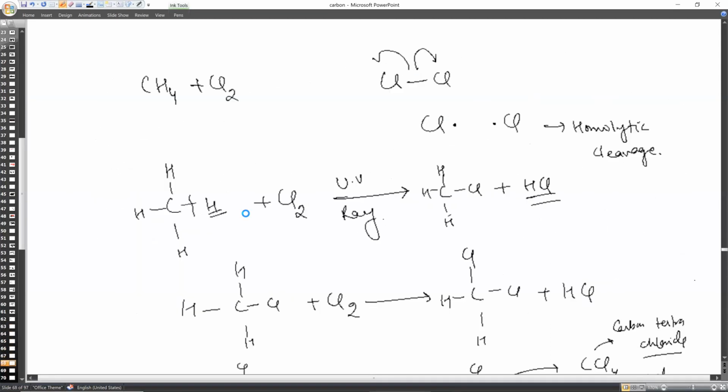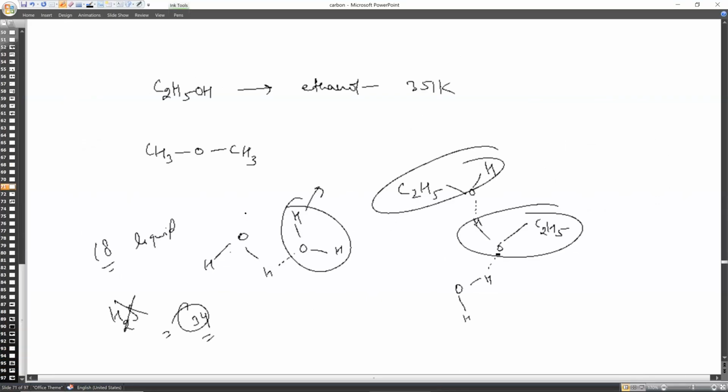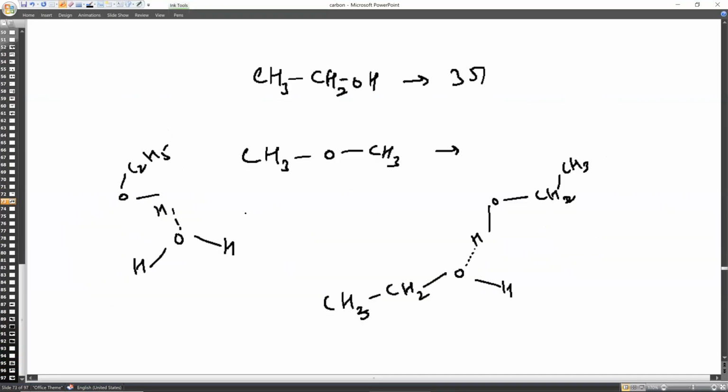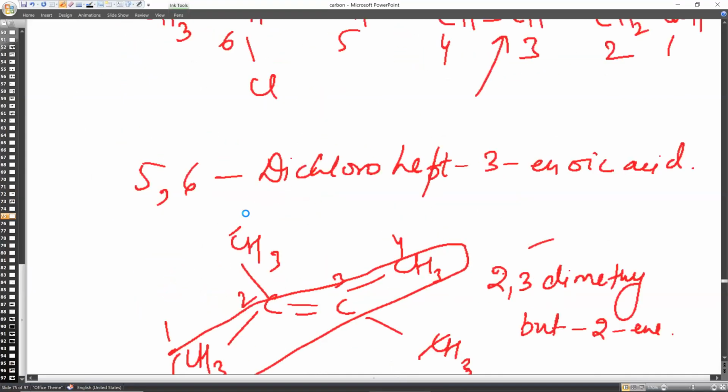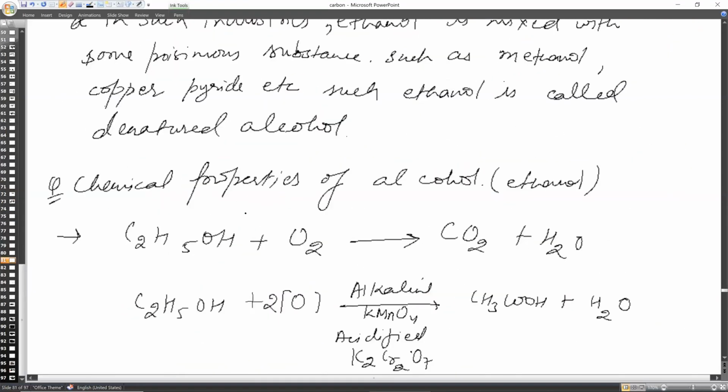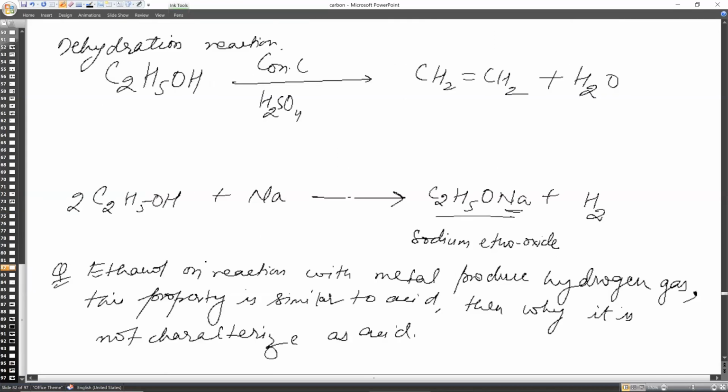Ethanol on reaction with metals produces hydrogen gas. This property is similar to that of acid. Then why is it not characterized as acid? Note it down, please. Since in water ethanol does not dissociate the H plus ions. Note this one. This is important.